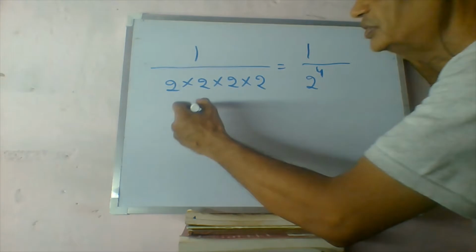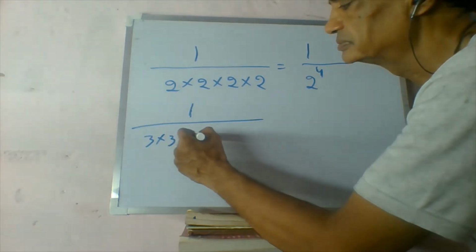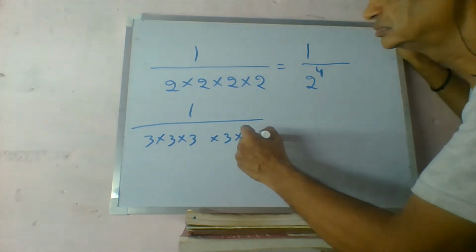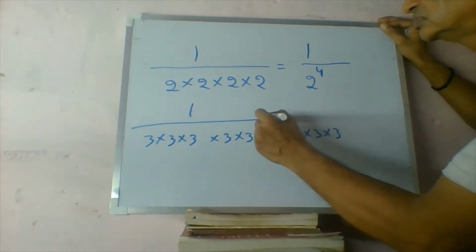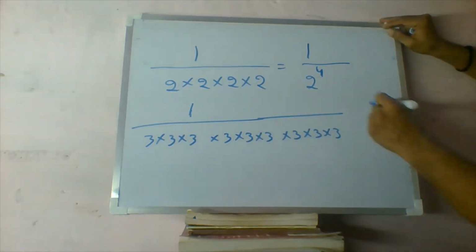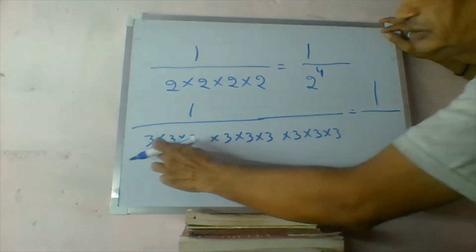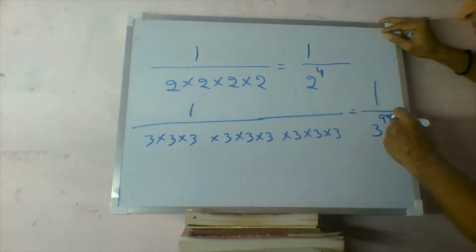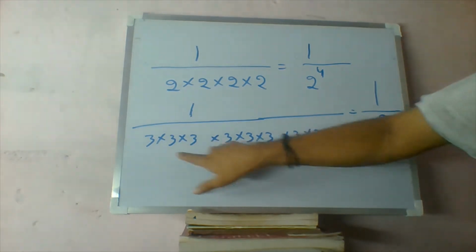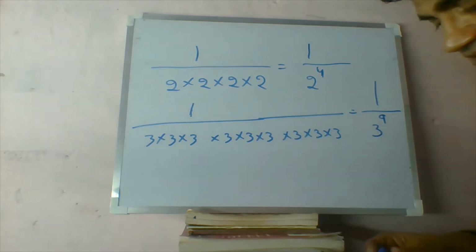Isn't it? So if we have repeated multiplication in denominator, no problem. Same thing will happen. 1, 2, 3, 4, 5, 6, 7, 8, 9: 9 threes multiplied together. Any problems?